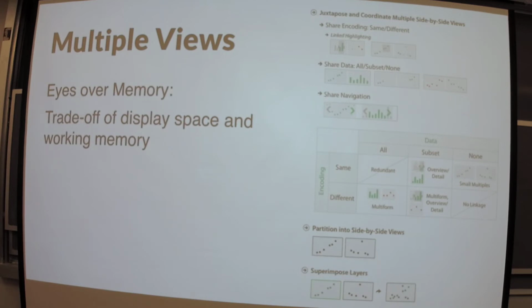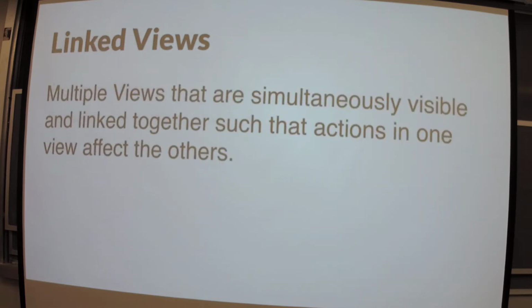Here on the right is this classification in Tamara Munzner's book. Multiple views can have either shared encoding, shared data, or shared navigation, and there can be different combinations of it. And then I can either partition into side-by-side views, or I can superimpose. This is roughly the structure that we'll be talking about today.